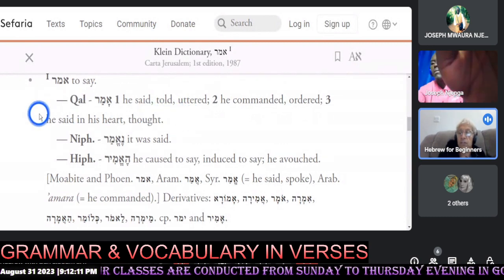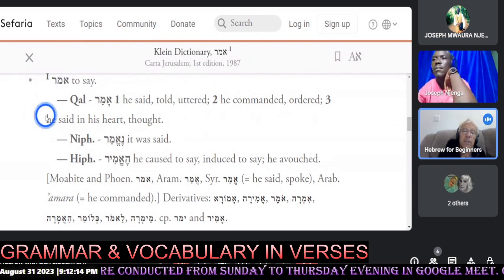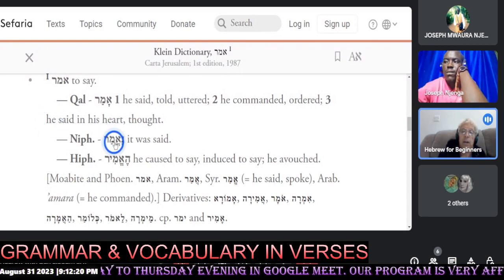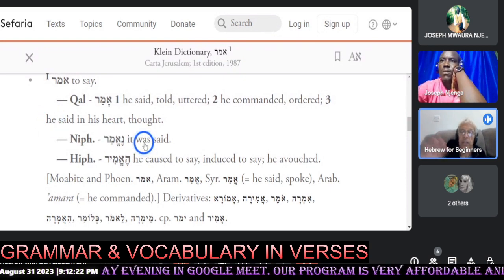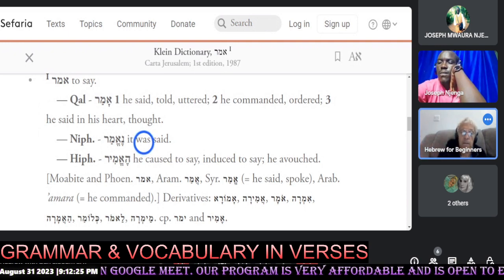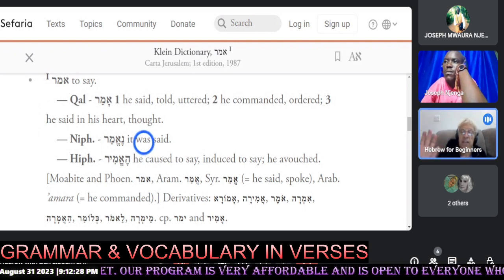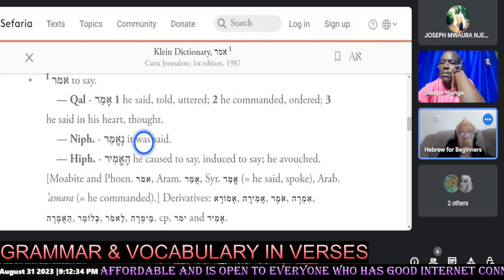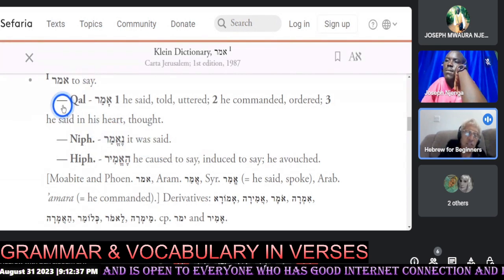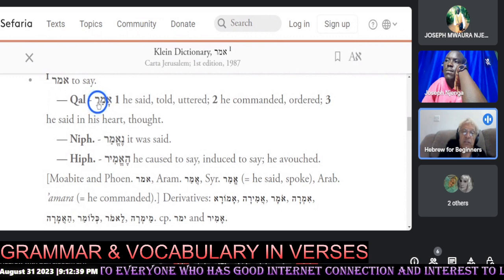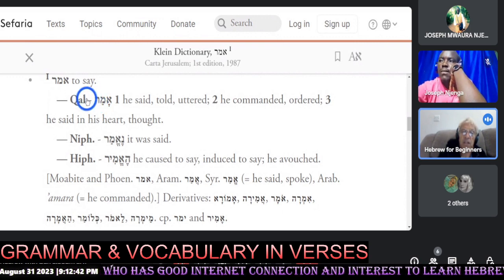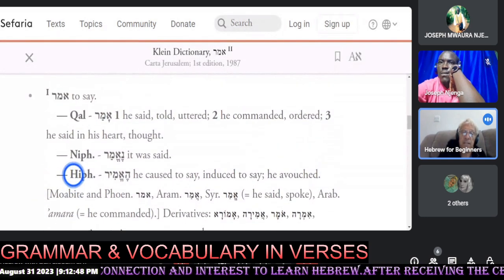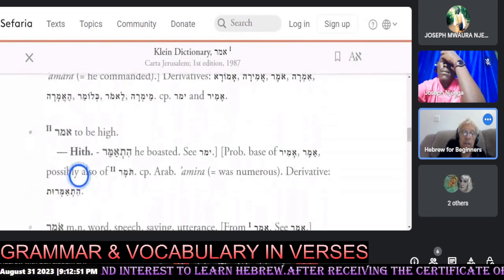Then the next verb class is called Nifal. It's a passive verb class where the subject is not known. Ne'emar, it was said. We don't know who said it, but it was said. Ne'emar shalom lacha, it was said, peace be to you. So that's the jumping board. That's the launch pad, the Kal, the amar, and then we take it through all the different verb classes: Nifal, Hifil, Piel.